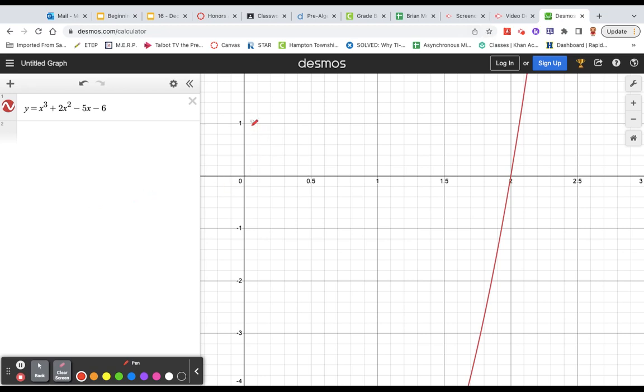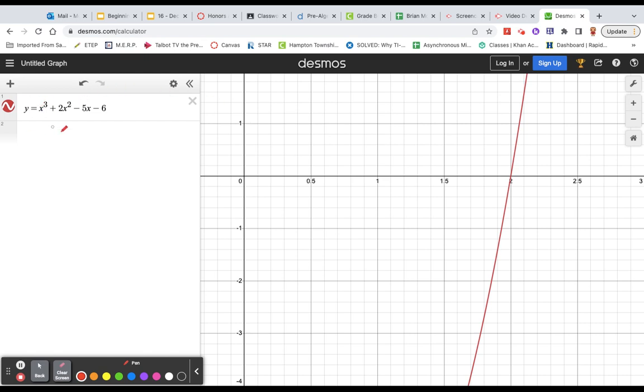In this example, we have the graph of a polynomial y equals x cubed plus 2x squared minus 5x minus 6, zoomed in on its one solution, x is equal to 2. Now, we're probably right to assume that that's not the only solution.